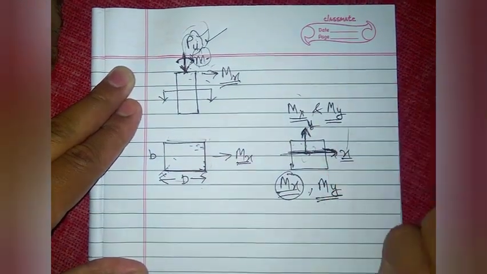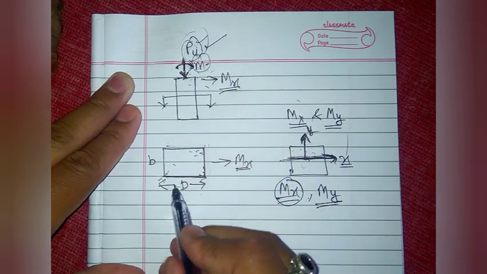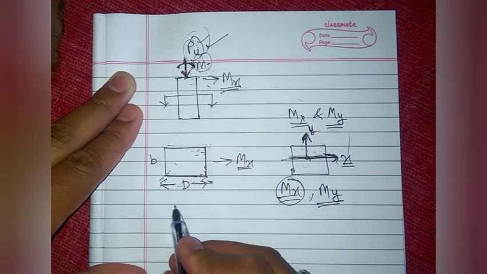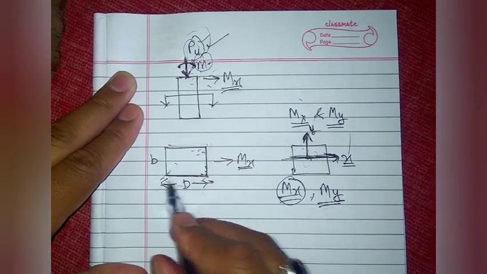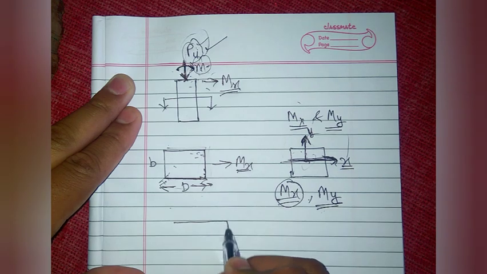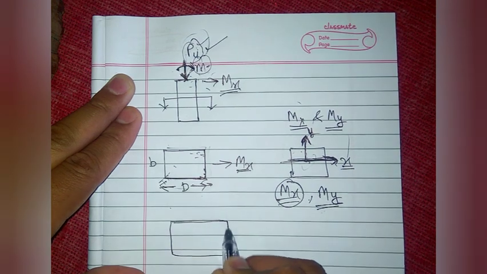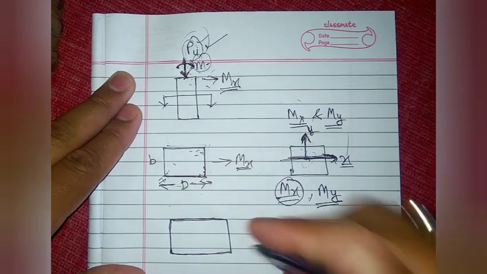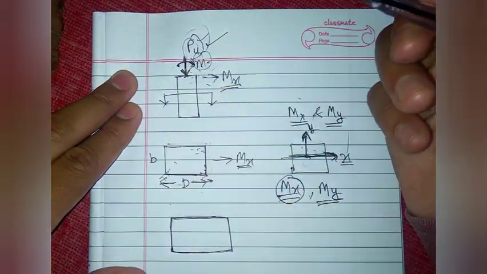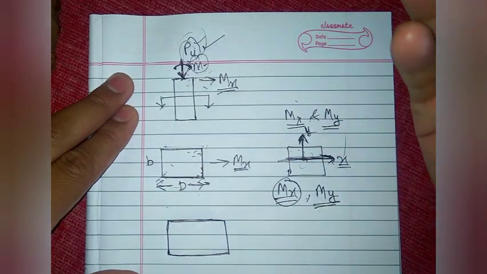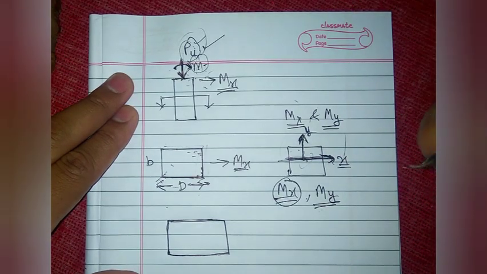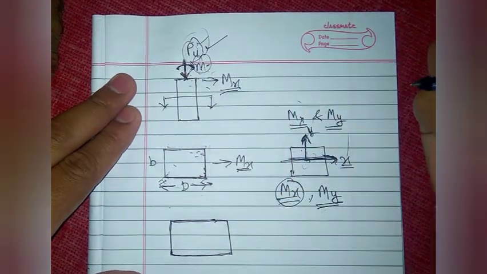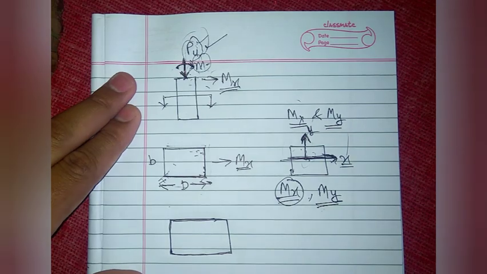So for that, we can increase the depth of the section. When we increase the depth of the section, it becomes a rectangular section. When there is axial load and bending, it is obviously safe to provide the column section as a rectangular section.